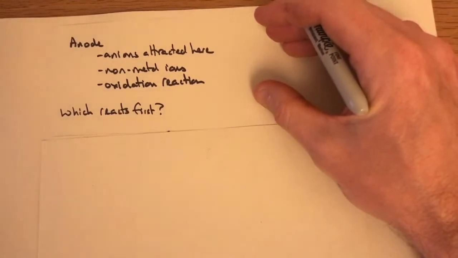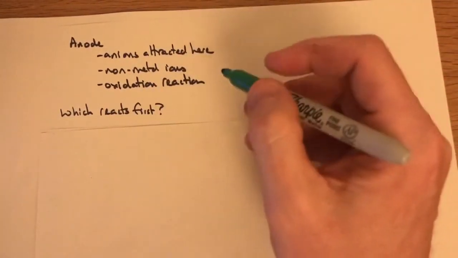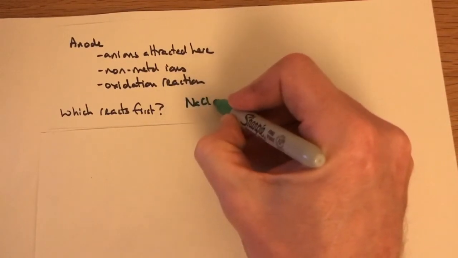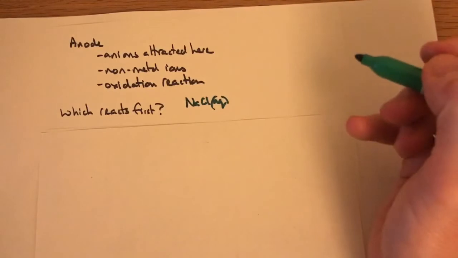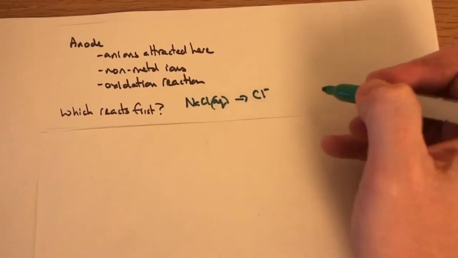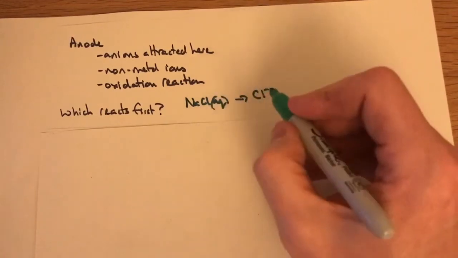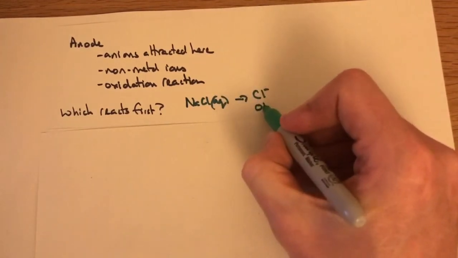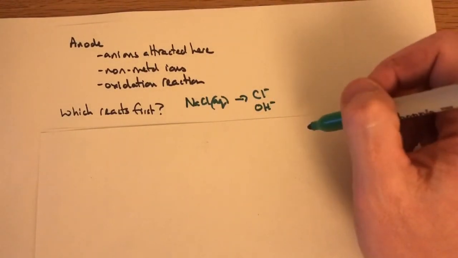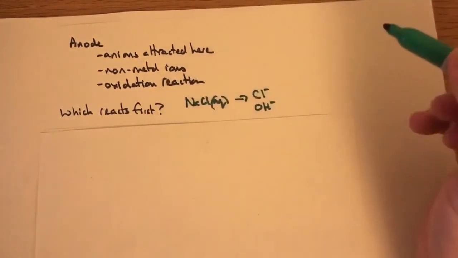Again, there's a challenge here, because if we think about our example we've been looking at, sodium chloride in an aqueous environment, then we'll have the chloride ion as an anion from the salt, and because it's aqueous, we will have the hydroxide ion. So which of these two is going to react first when it gets to the anode?